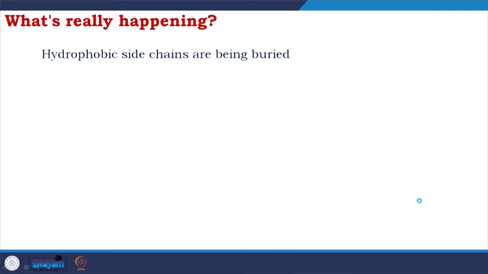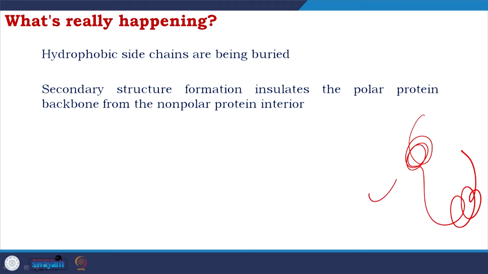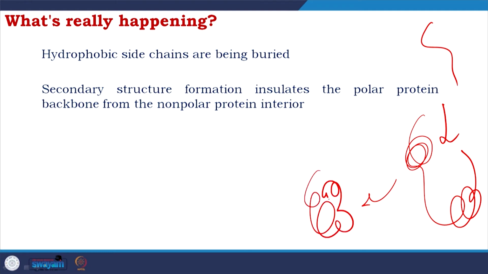So, what is really happening? The hydrophobic side chains are being buried, and secondary structure formation insulates the polar protein backbone from the non-polar protein interior. You could think of it this way, it is like these, and then from these it comes like that, and then these hydrophobics are coming and they are surrounded by hydrophobic residues, and here you get more hydrophilic.